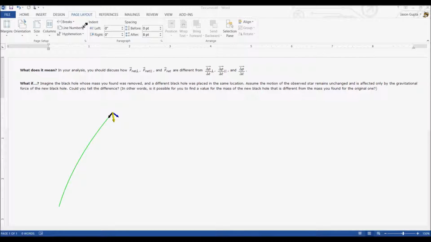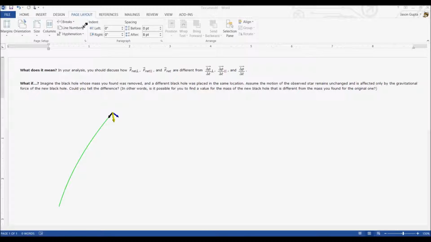What does it mean? F net and the rate of change of momentum are actually different. In fact, F net is the cause of the rate of change in momentum. This is why these quantities are equal. F net causes the change in momentum, and it can be broken up into components. The parallel component is responsible for the speed, and the perpendicular component is responsible for the change in direction.